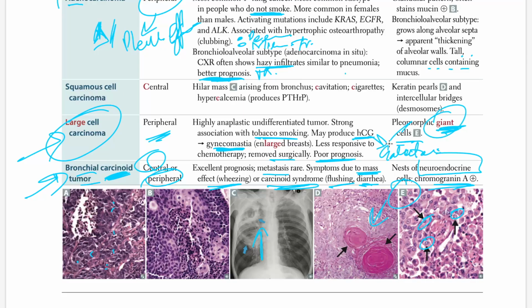So you only see these giant cells. There are no glands, or mucin or keratin pearls.